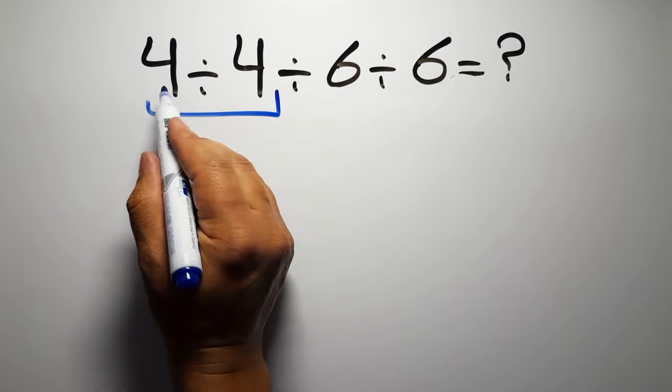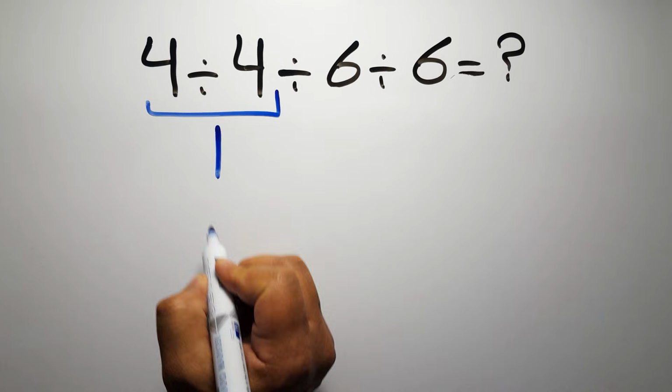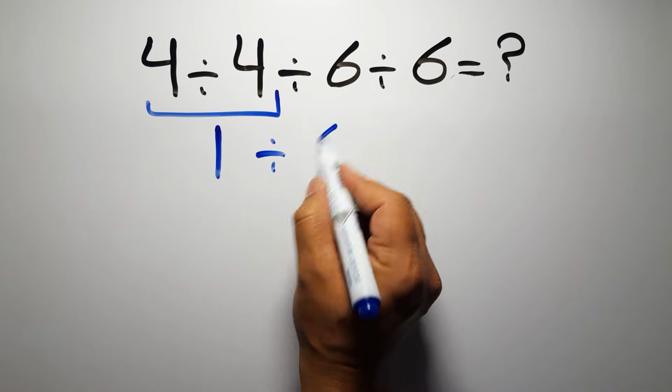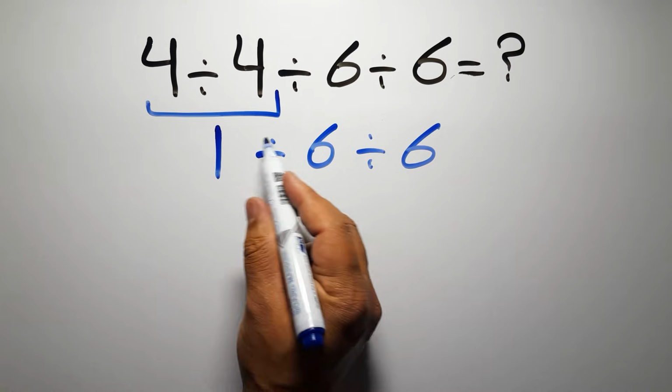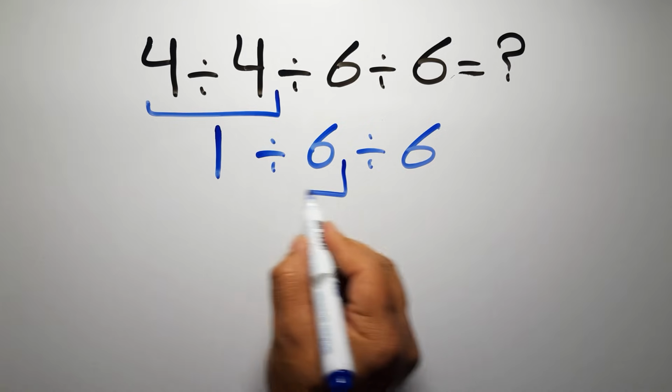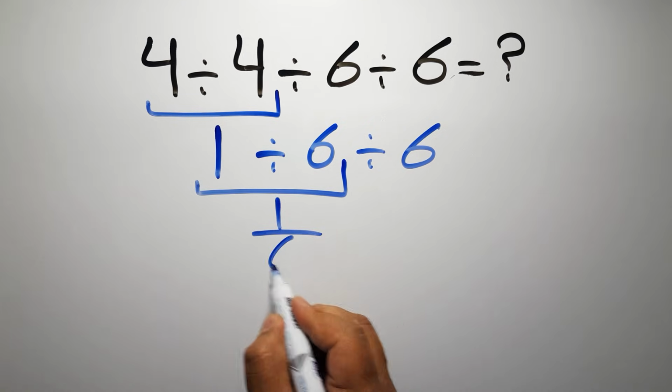So first this division, 4 divided by 4 gives us 1. So 1 divided by 6 and again divided by 6. Now we have to do this division. 1 divided by 6 can be written as 1 over 6.